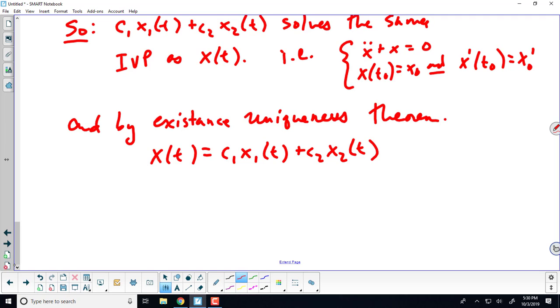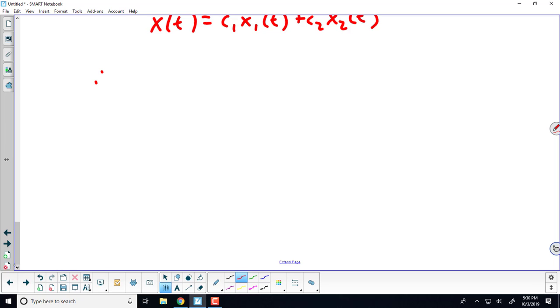Okay. So what have we shown? We've shown that the span of x1, x2 is equal to our vector space. We've just shown that our spanning set spans the entire space. What else do we have to do to show it's a basis?